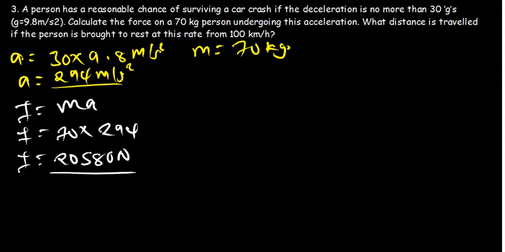That is part A. Part B: what distance is traveled if the person is brought to rest at this rate from 100 kilometers per hour? The first thing we need to understand here is that we need to change this, because our answer is supposed to be in meters, since we are calculating the distance. So we have 100 kilometers per hour. I need to convert that into meters per second.